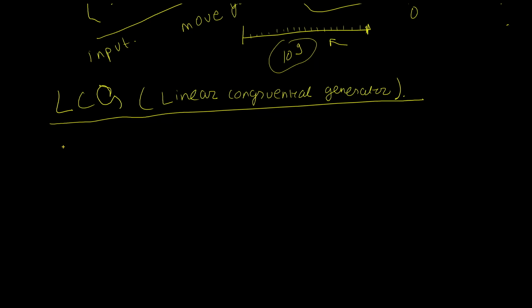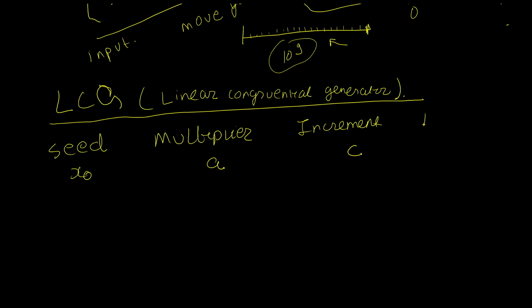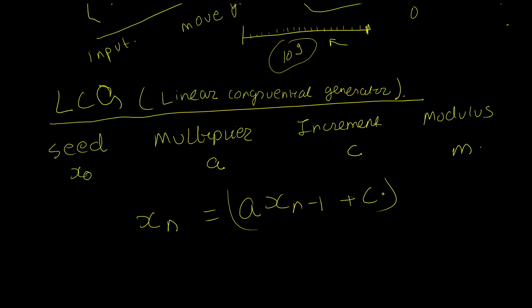It needs 4 numbers to work with. One is called a seed value, denoted by x0. Then I have a multiplier, denoted by a, the increment c, and the modulus m. And the rule is, in order to generate a term, you take the previous term, multiply it with the multiplier, add the increment, and then take the modulus.